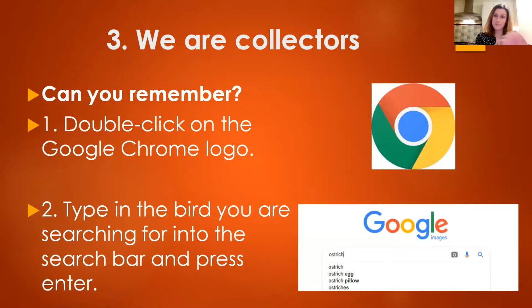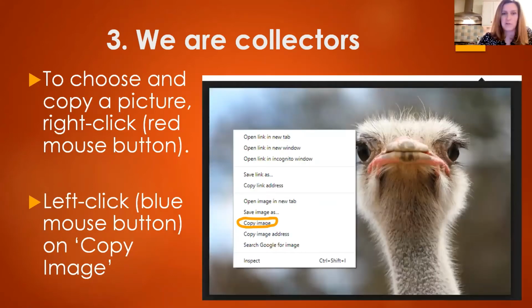Okay, so if we want to choose some images from Google, the first thing we need to do is double click on the Google Chrome logo, which is this one here with the red and yellow and green. Now, you want to type in the name of the bird you're searching for into the search bar and press enter or click on the little logo. So I've typed in here ostrich. It will bring up loads of pictures of ostriches, but you just need to choose one.